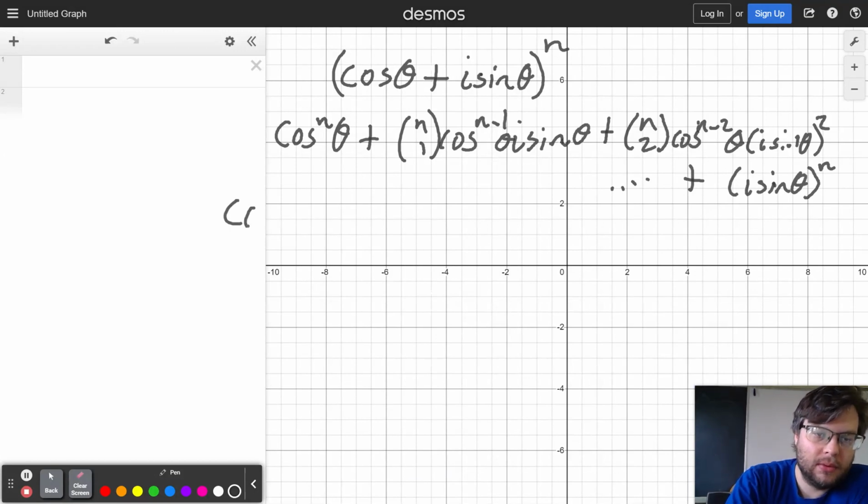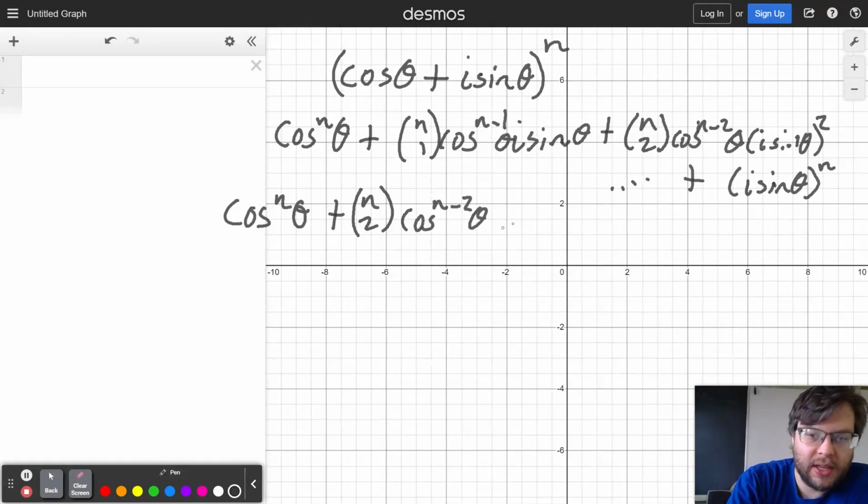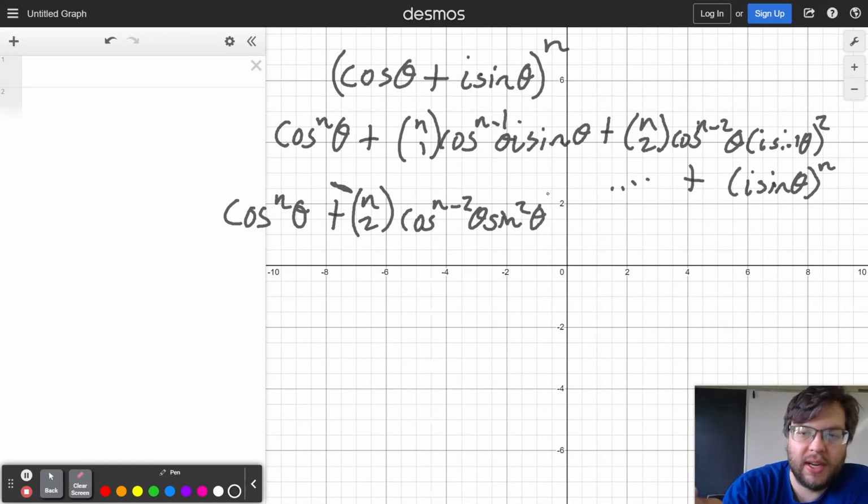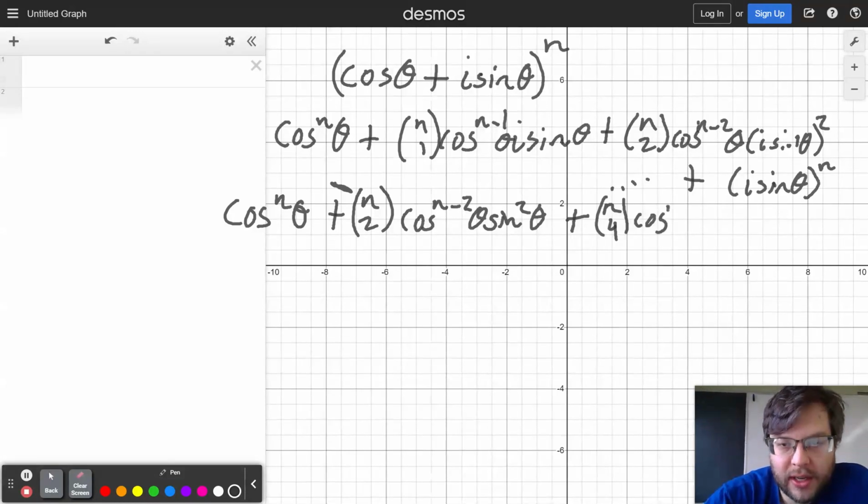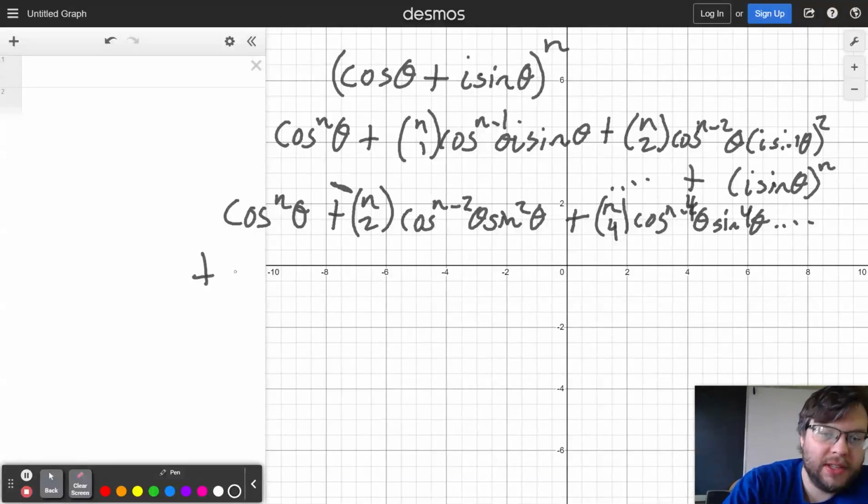So we have cosine n theta, and I'm going to skip over to n choose 2 cosine n minus 2 theta. i squared sine theta becomes a negative, so I go negative sine squared theta. Then I have plus n choose 4 cosine of n minus 4 theta, sine to the 4 theta, all the way up there, plus all of these i values.